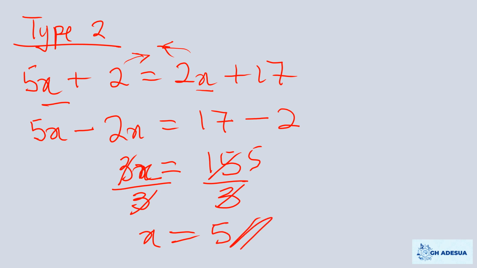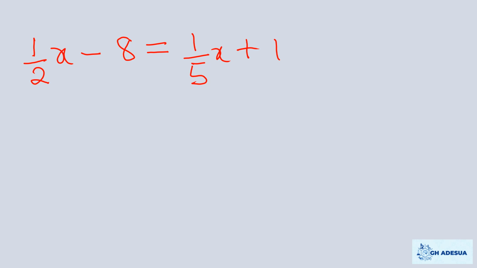So this is the second type. Now this same type can have fractions in there. So 1 over 2 x minus 8 is equal to 1 over 5 x plus 1. Now you see that the x is on both sides, and there's also a fraction. Our first step will be to clear the fraction.